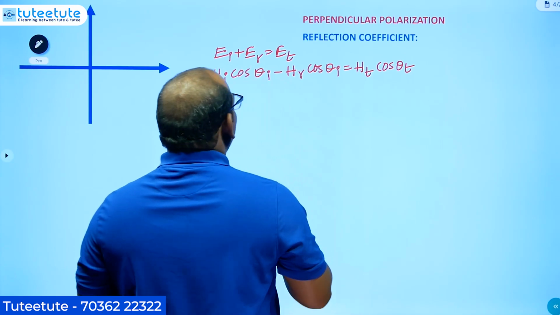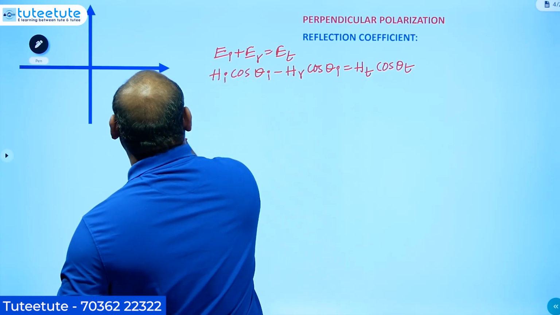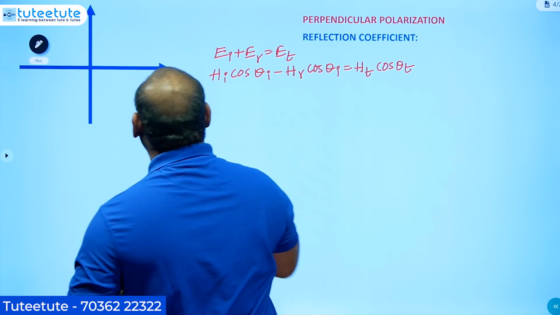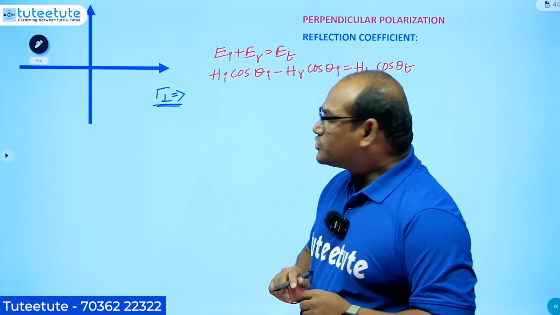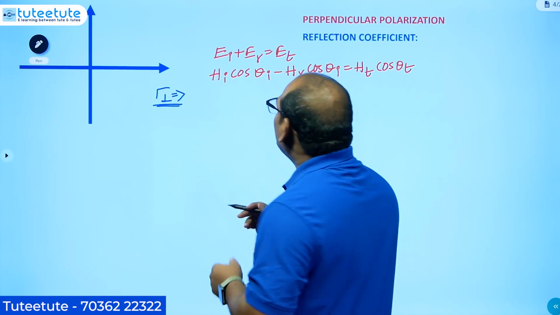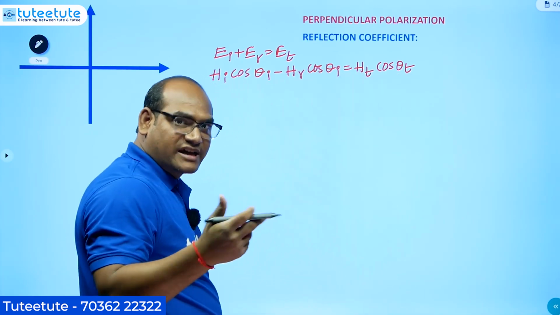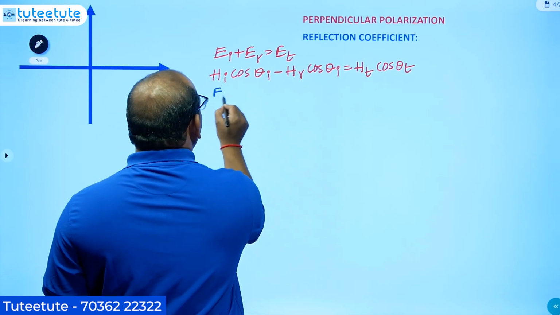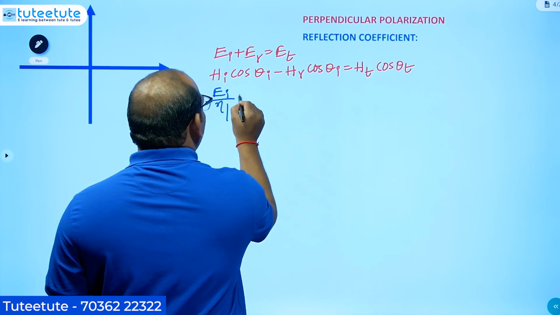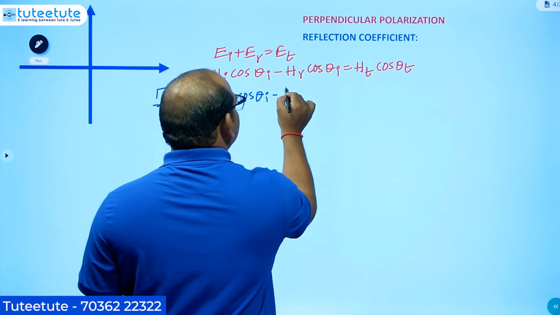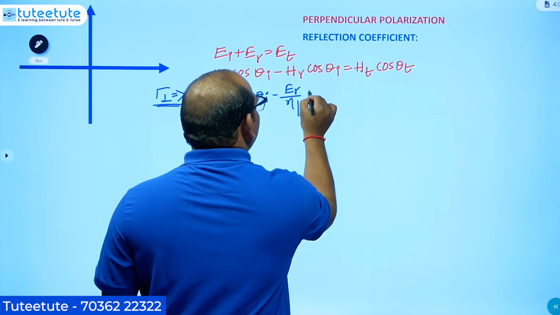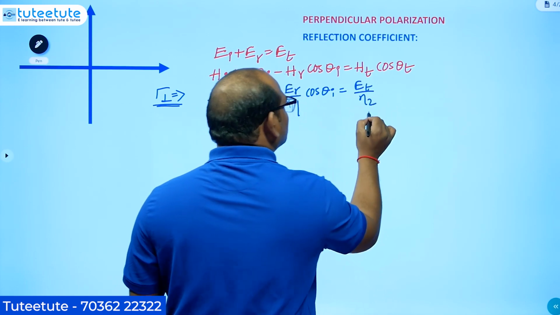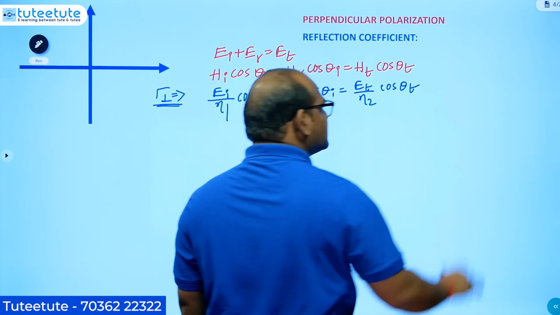Now I will try to get the reflection coefficient gamma perpendicular. For this particular purpose, what do I need? The ratio between ER and EI, so I need to eliminate ET. Before going to that, I will express this entire equation in terms of the electric fields only. E by H is equal to eta. Accordingly, HI can be written as EI by eta 1 cos theta I, minus ER by eta 1 cos theta I, is equal to ET by eta 2 cos theta T. Like this we have written.